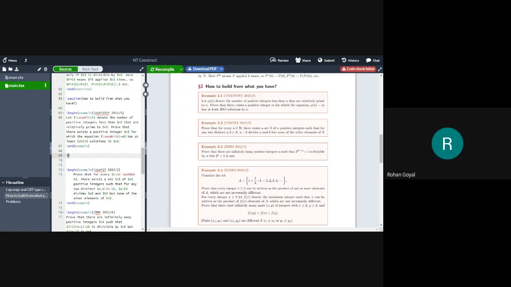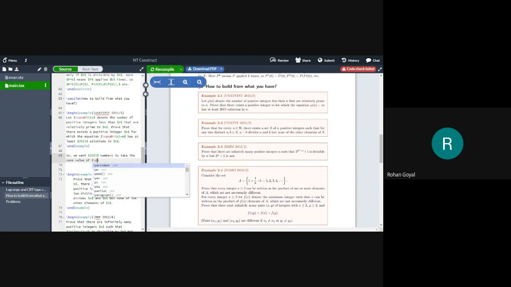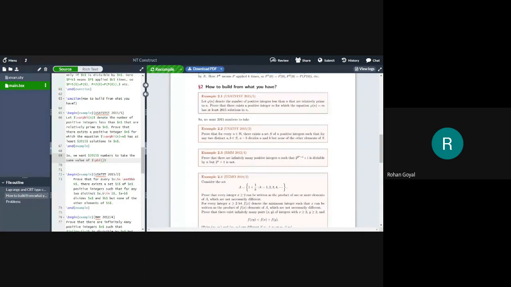So let's say we want 2015 numbers to take the same value of phi of n. How do you think we can go about this? Any ideas?